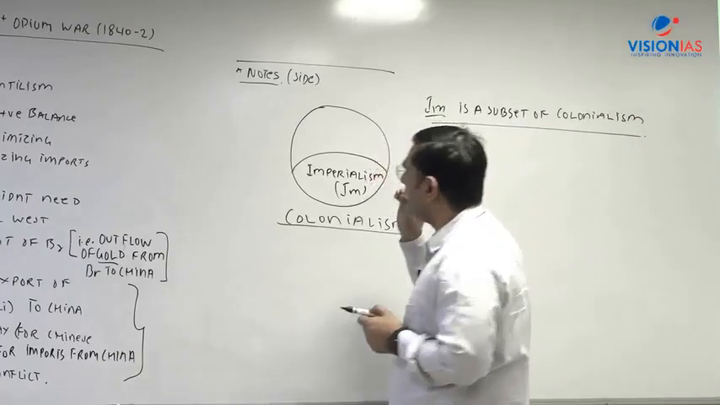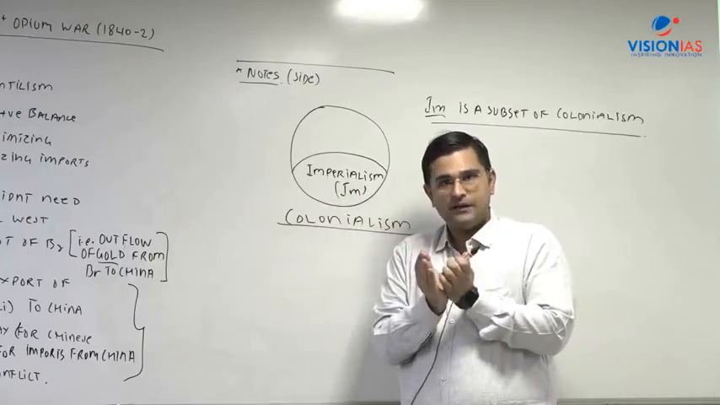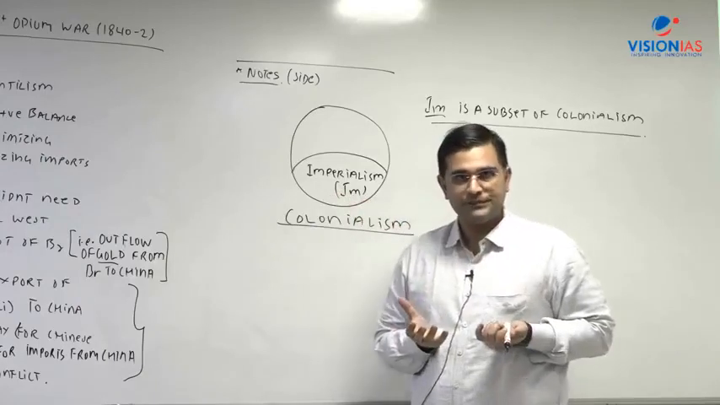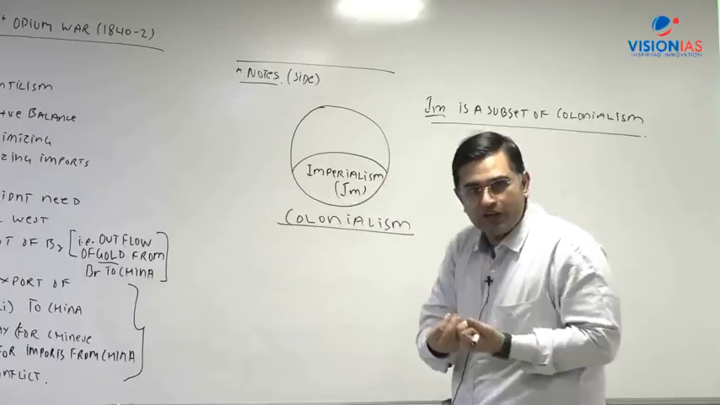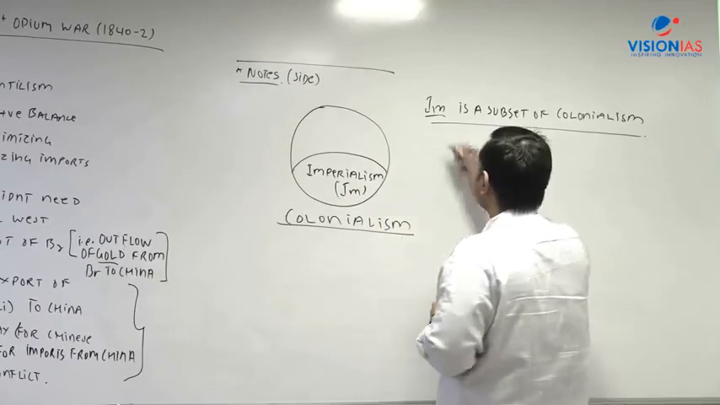That is why if anyone is using colonialism and imperialism interchangeably, then that is fine. Why? Because imperialism is a subset of colonialism. Okay? But when specifically you say that this is imperialism, when can you use the term imperialism for colonialism?